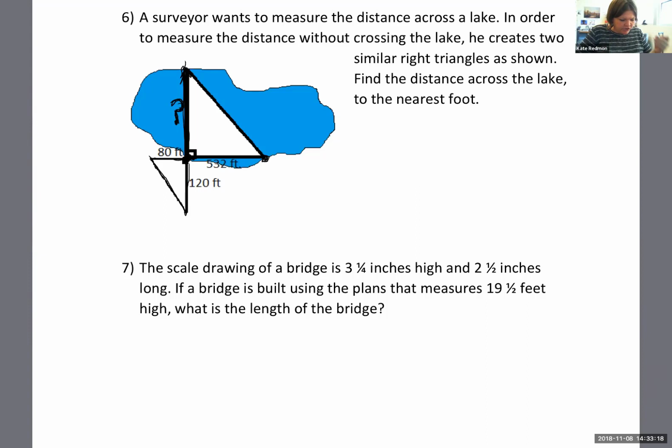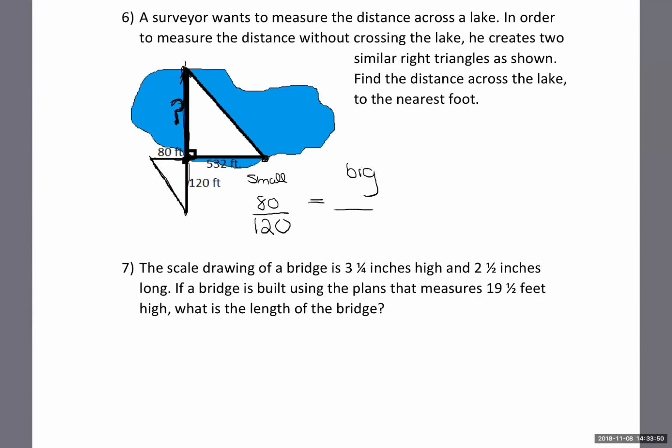Okay, beautiful. So let's set up a proportion. Now I will do my small triangle on one side and my big on the other. Again, it doesn't really matter if you do corresponding sides across, but I just like to do one shape at a time. So I have this 80-foot side to this 120-foot side of the small triangle. But now when I look at the big one, I only have one number, 532. Which one does it correspond to? The 80 or the 120? 120.